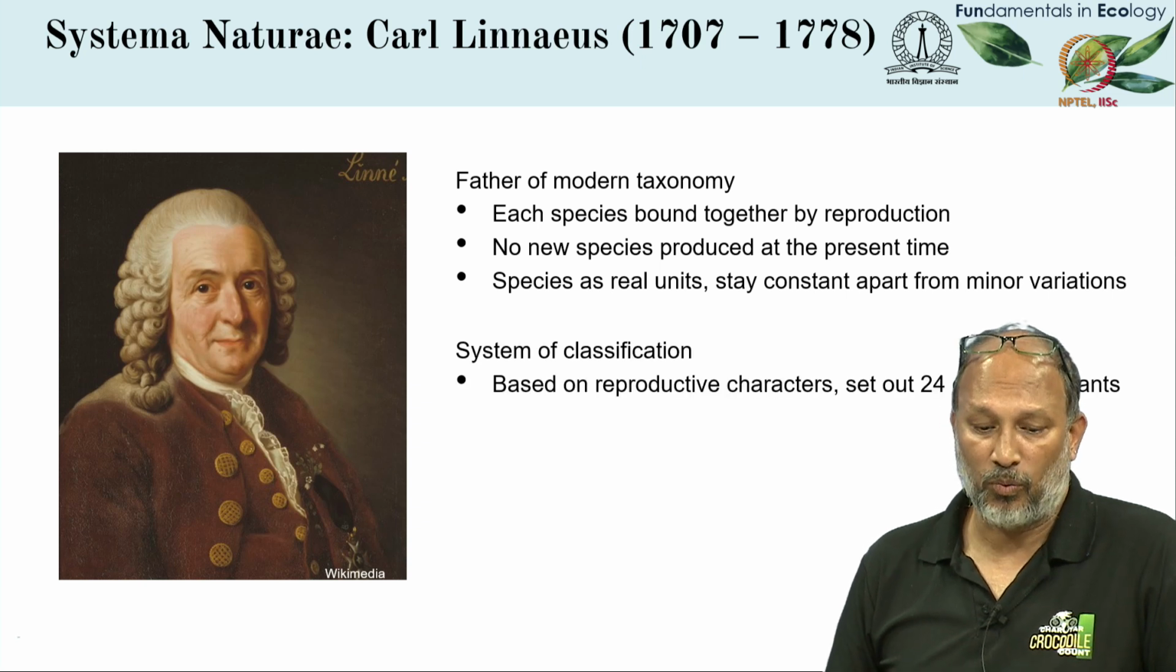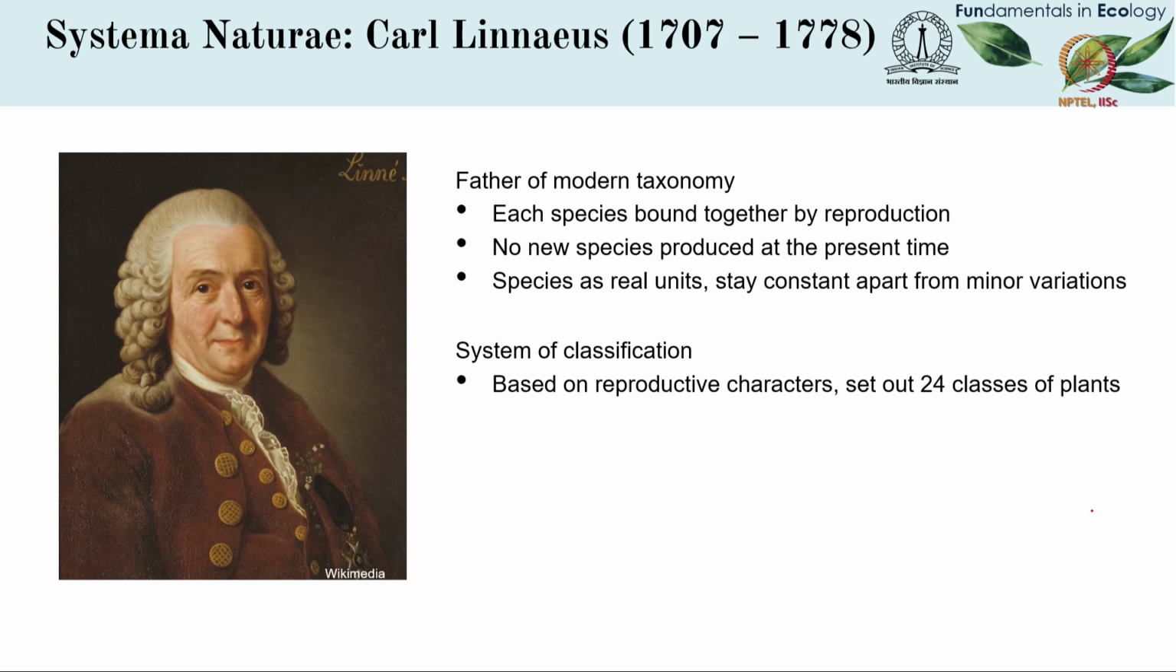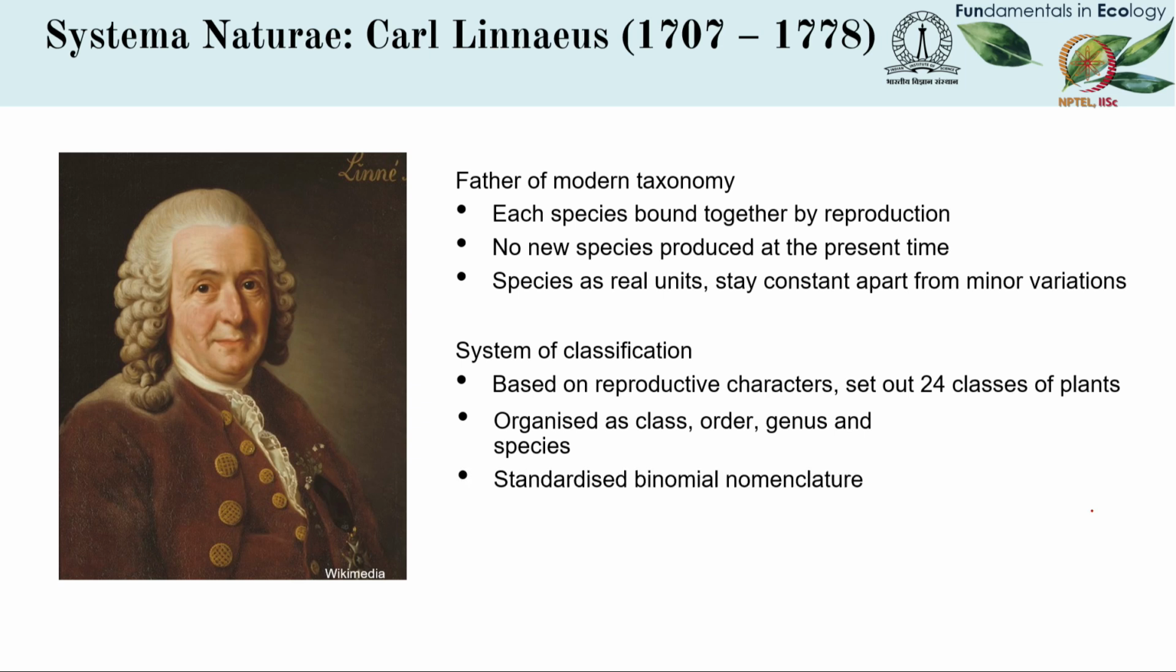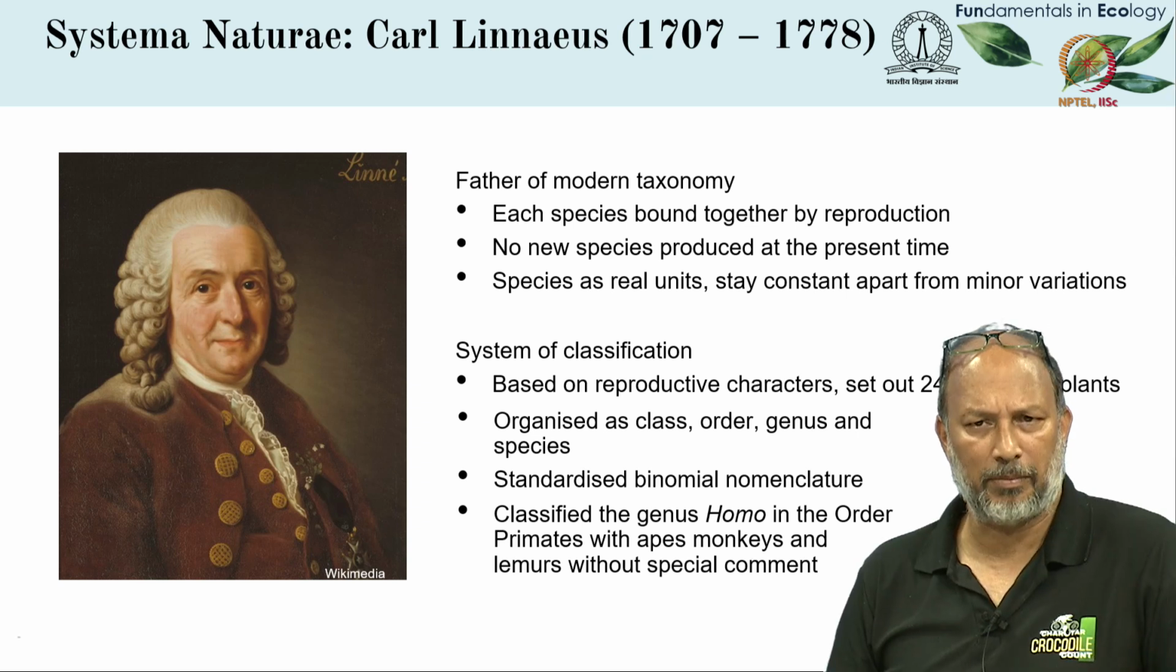So even though we mostly remember him for a system of classification based on these reproductive characters as suggested by Ray, he sets out 24 classes of plants. He organizes them as class, order, genus and species, standardizes the binomial nomenclature that we use until today, and interestingly classifies the genus Homo, that is humans, in the order primates with apes, monkeys and lemurs, and doesn't feel the need to make any special comment about this.